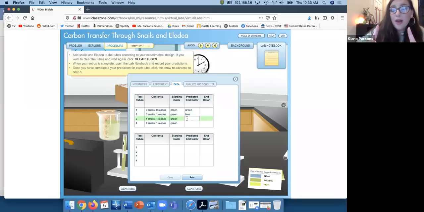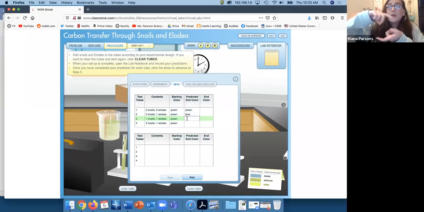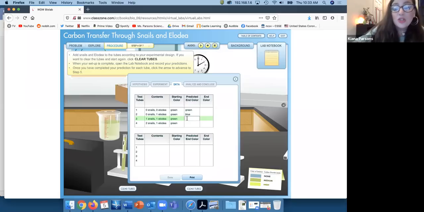Now test tube number 3 has 1 snail and 1 elodea. And as we were talking about the process of cell respiration and photosynthesis, remember it's a cycle that balances the levels of these gases in the atmosphere. So at the end, the test tube should still be green, relatively no change, or blue, reduced carbon dioxide and increased oxygen. What do you think? We'll find out.